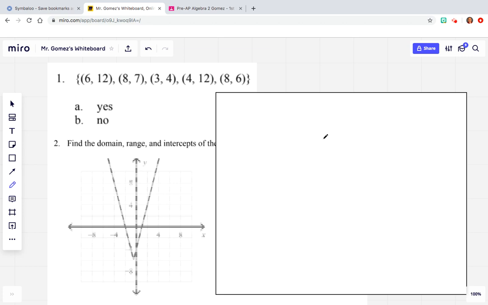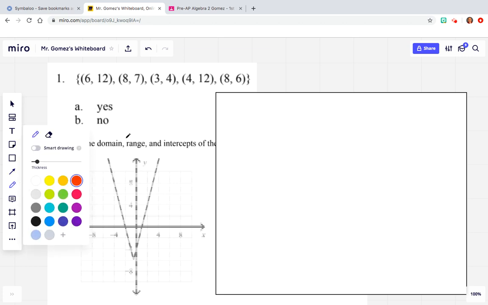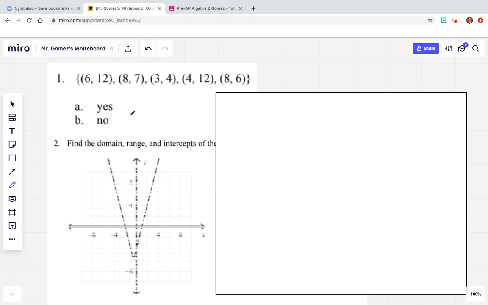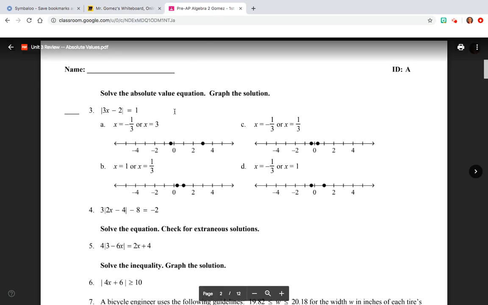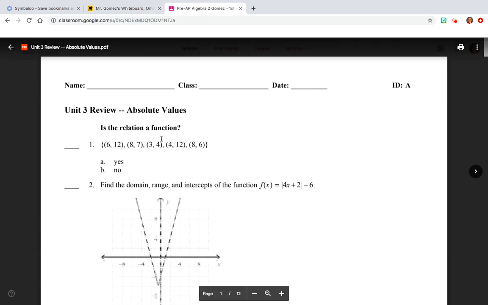All right, so this video will have questions 1 through 5 from the test review. Let's begin by looking at 1. It is asking whether or not it is a function. Again, these are the questions from the review that are online.